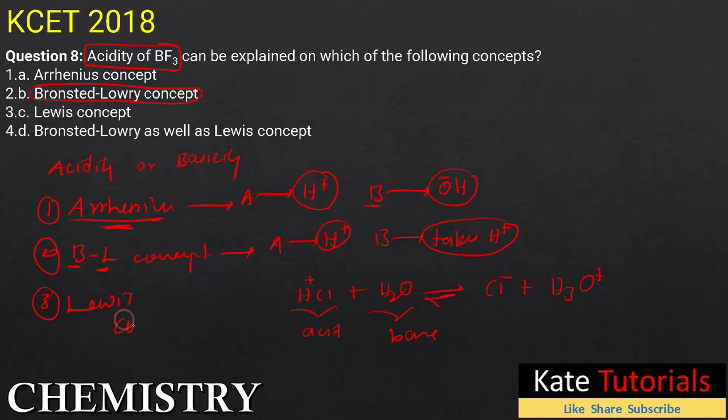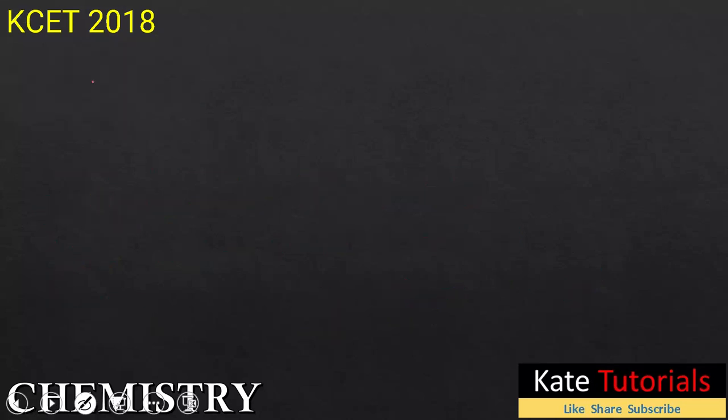The third one is what? Lewis concept. According to Lewis, acid is the one which takes a lone pair of electrons, and base is the one which gives a lone pair of electrons. For example, ammonia, NH3, is there. Ammonia has one lone pair like this, and here I have BF3. So BF3 structure is like this, right?